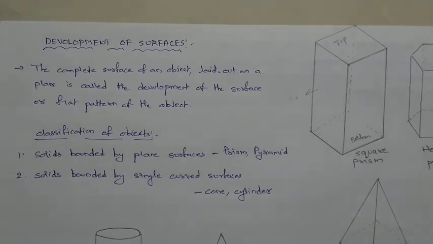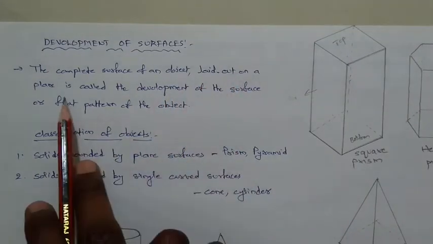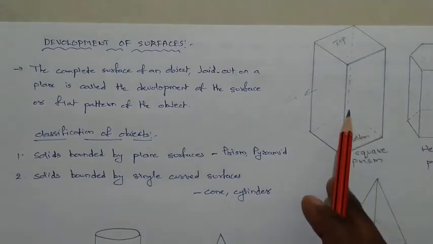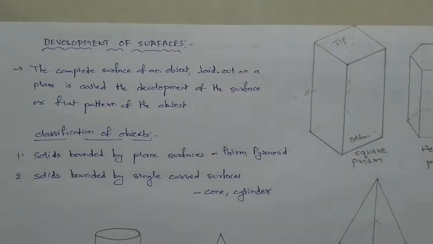Now if you see the definition of development of surfaces, the complete surface of an object laid out on a plane is called development. Means if you see this square prism, if you open up all the surfaces and keep it on a paper, then that is called development of surface.